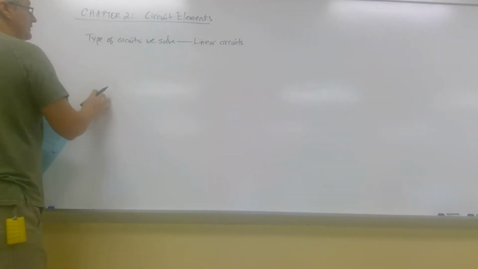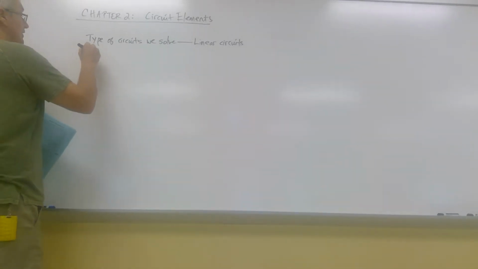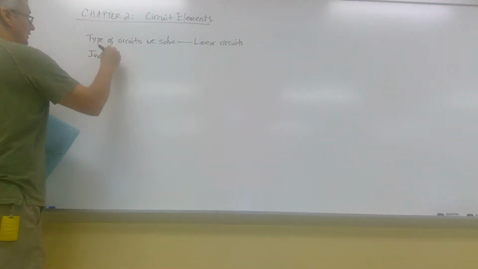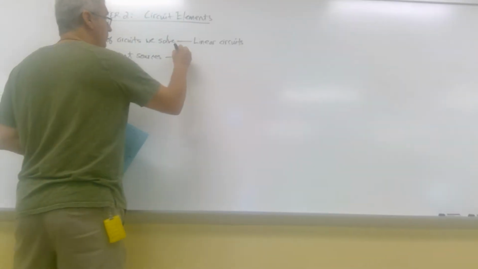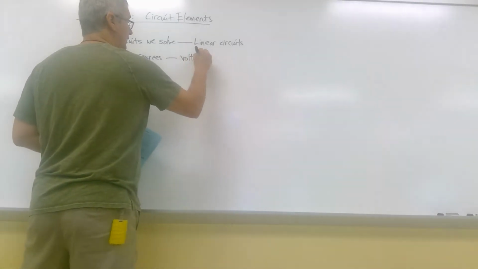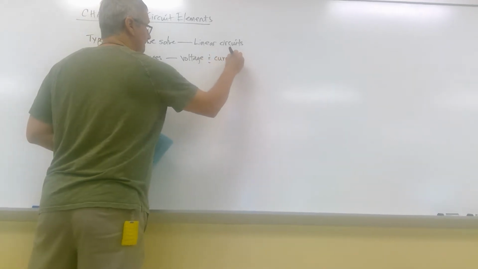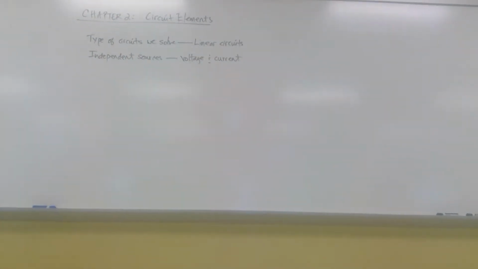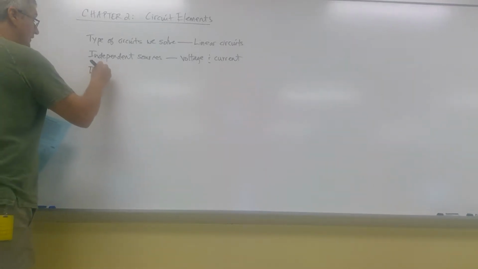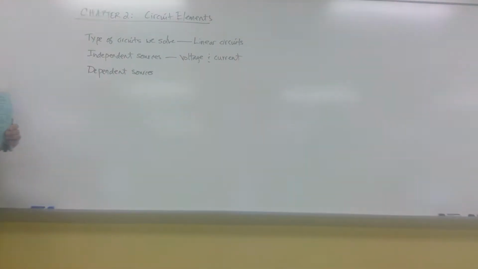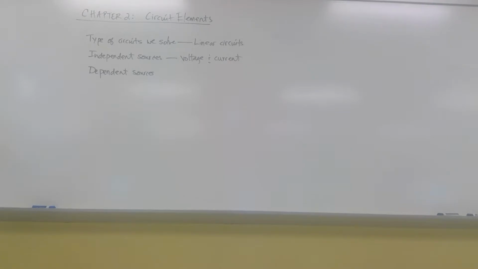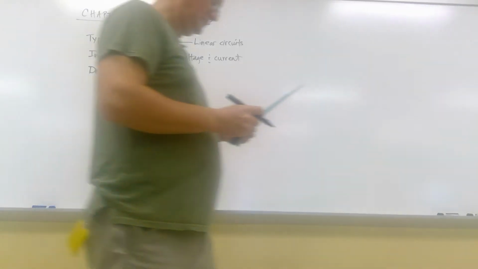The other thing I really need to hit here is that we need to talk about independent sources. And you're going to see they're both voltage and current. I'll explain a little bit more about what a current source is, but over time, you won't treat the current source any differently than you do a voltage source. And then the other thing we've got to do is talk about dependent sources. And you'll see that dependent sources come in 4 flavors.